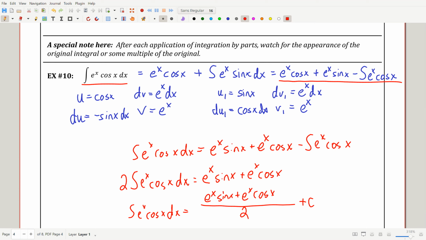I need like a jar. Every time a student calls me out on plus C, I should drop a quarter in. Or I forget the dx in one of these pieces. Now I can't afford that.